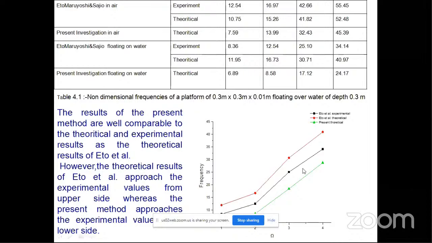Then the question is why our result is not coming from the top side, from the upper bound solution. It is because of the difference in approach. They have considered a boundary element method. We have considered the finite element method. Okay. Then the mathematical handling of the problem is like this. Okay.